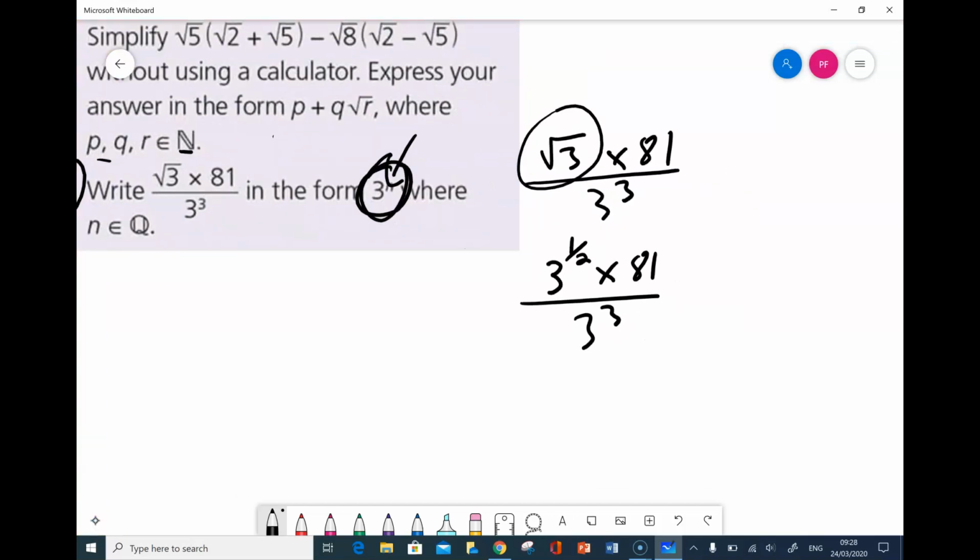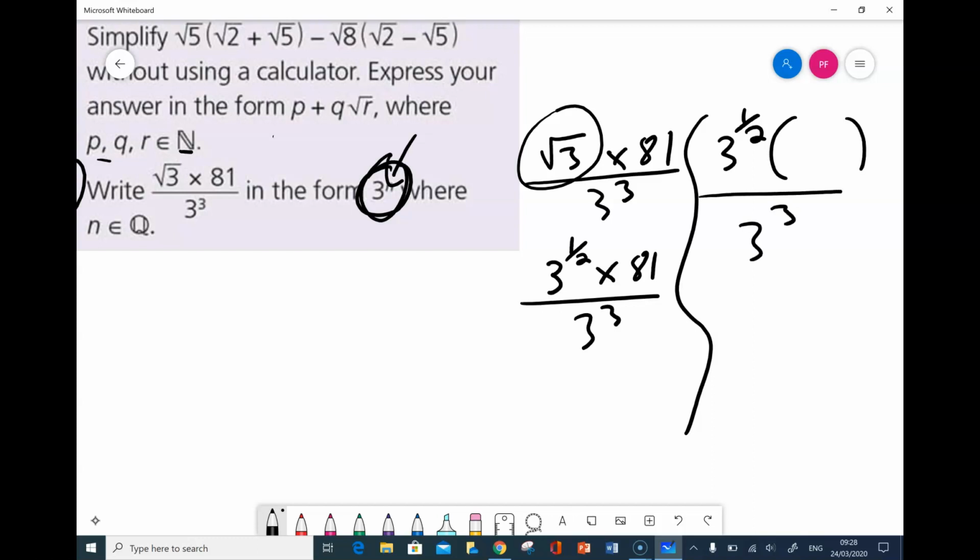Now, the next thing is they want it in the form 3 to the power of n. So I have to make all my base numbers the same. So it's 3 to the power of a half. I'm going to get rid of my multiply sign now. I'm just going to use brackets. Over 3 cubed. So I want 81 as 3 to the power of something. So 3 squared is 9, 3 cubed is 27, and 3 to the power of 4 is 81.